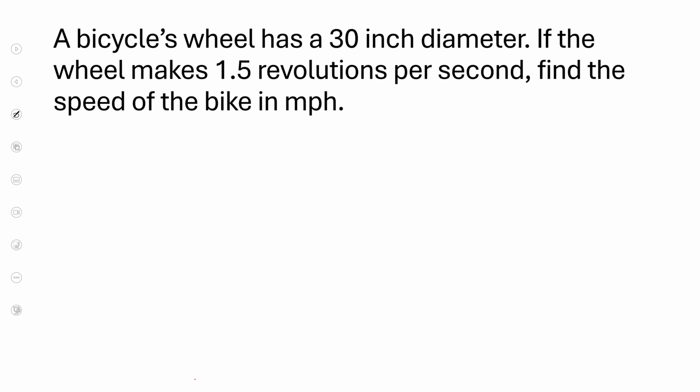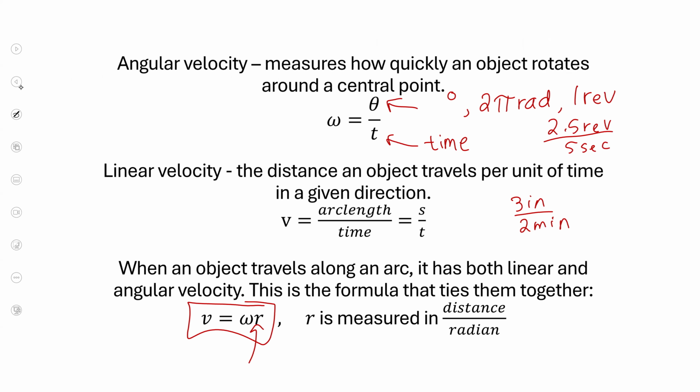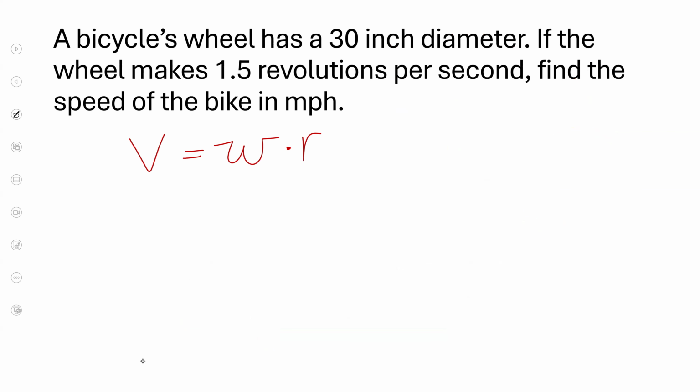So we're going to be combining the concepts by using this formula. Linear velocity equals angular velocity times the radius. This is the formula here, what I have boxed. This combines your 2 concepts. This is not a W, this is the symbol omega. All right, so let's go ahead and solve this problem. A bicycle's wheel has a 30-inch diameter. Okay, this stands for the radius. So what is my radius? 15 inches. The diameter is 30. That means the radius is 15 inches.